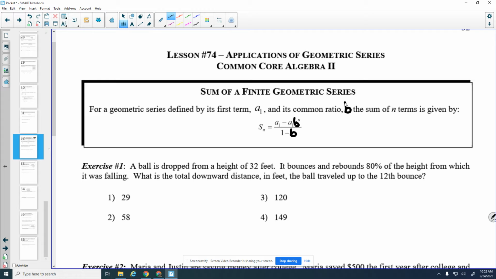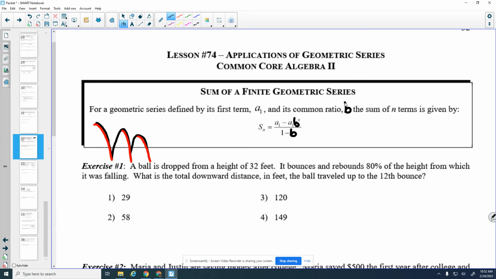This one says a ball is dropped from a height of 32 feet. So it bounces and it rebounds 80% of its height from which it was falling. And then it kind of continues along that pattern. So we're asking what is the total downward distance it's traveled by the time we get to the 12th bounce. So kind of adding those red distances together. So we see this as a sum. We're not trying to find how far it falls on the 12th bounce. That would be a sub 12. We're trying to find the sum of all distances it's fallen. So that's S sub 12.